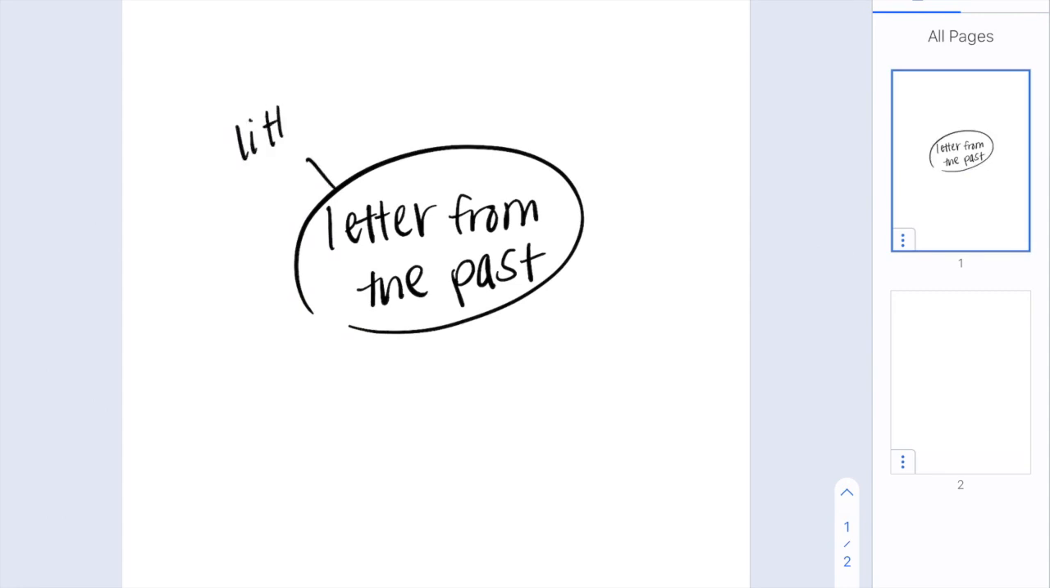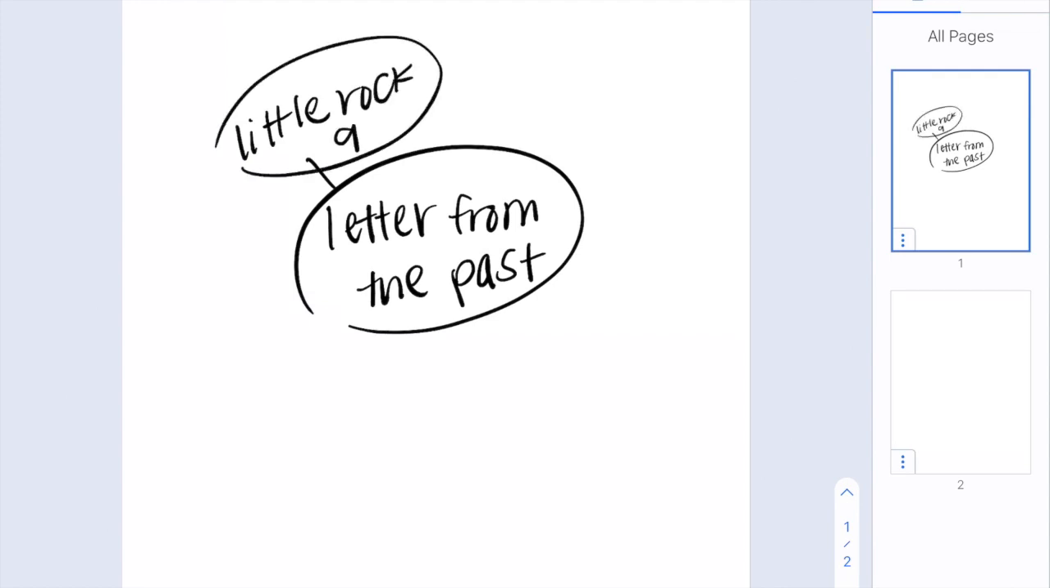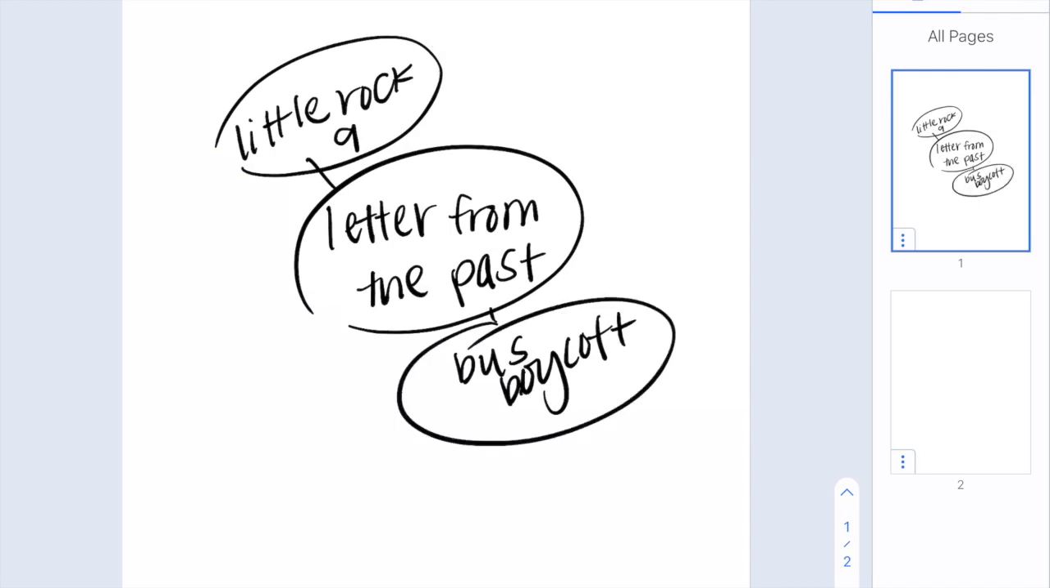Next, we're going to think about the big events that we can identify. This is going to help me think about what I already know, what big information I already have. So I know about the Little Rock Nine and the bus boycott.